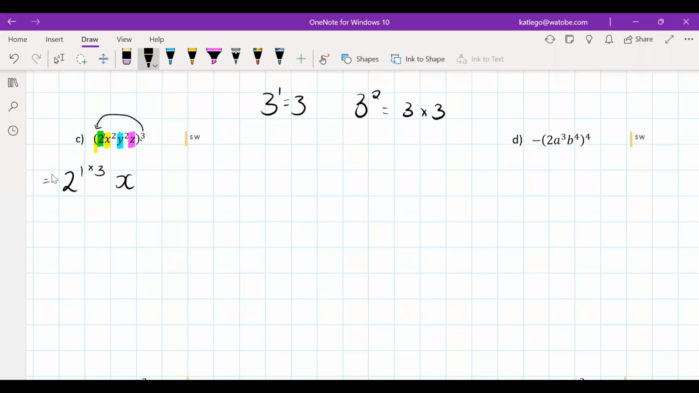X to the power of 2 times 3, and y to the power of 2 times 3, and z to the power of 1 times 3. Wonderful. Okay, let's simplify this. 1 times 3 is how much? 3. X, 2 times 3 is 6. Y, 2 times 3 is 6 again. And z, 3. Are we done?